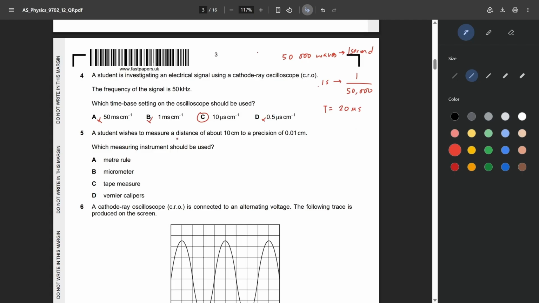A student wishes to measure a distance of about 10 centimeters to a precision of 0.01 centimeters. Which measuring instrument should be used? Okay, a meter rule generally has a precision of 0.1 centimeters, so that won't work. Meter rule and tape measure both have the same precision. So option B and D are the only ones that make sense. Both micrometer and vernier caliper can measure to a precision of 0.01 centimeters. But a micrometer screw gauge cannot measure up to 10 centimeters, which means a vernier caliper should be used.